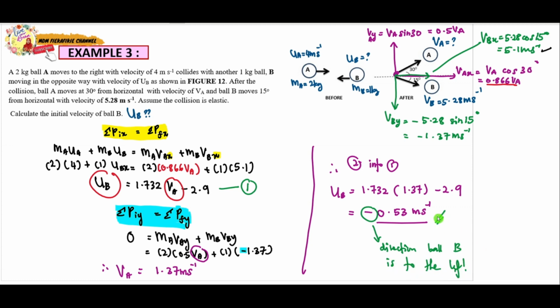Okay, so kita pun dah dapat jawapan what is the initial velocity of ball B. Okay, untuk ini kita boleh bagi direction dia to the left, atau kita boleh kata the direction of the velocity UB is opposite direction with ball A. Okay, so finish example number 3.